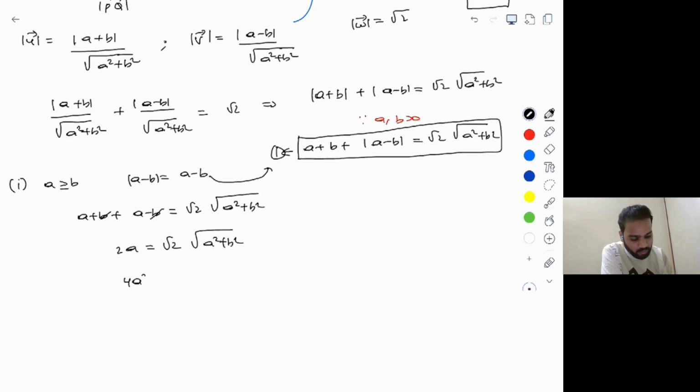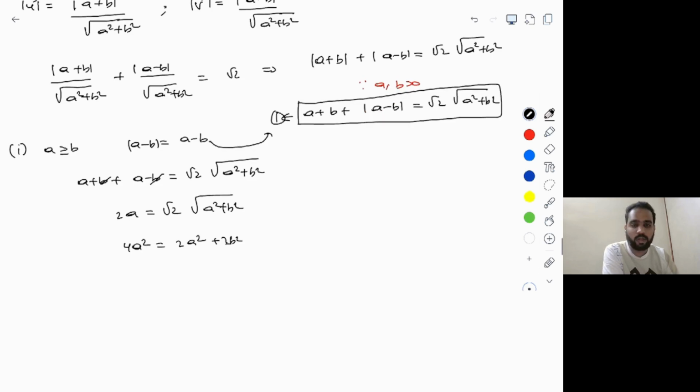If you square on both sides, finally what you get is 2A square plus 2B square is equal to 4A square. And if you send that 2A square to the left side, you get 2A square is equal to 2B square. Or else directly you can say A square is equal to B square. And if A square is equal to B square, then we get A is equal to plus or minus B here. Okay. But clearly, given that A, B are of the same sign, which eliminates the case of A is equal to minus B, which means only one possible case, that is A is equal to B.